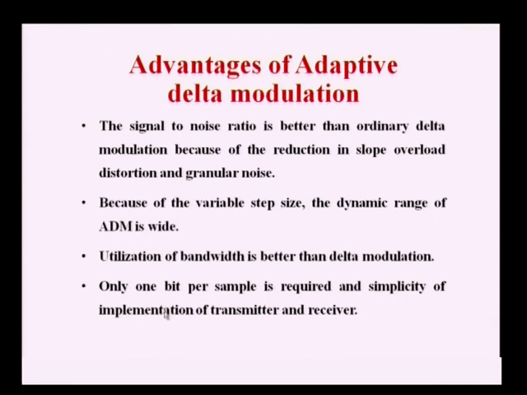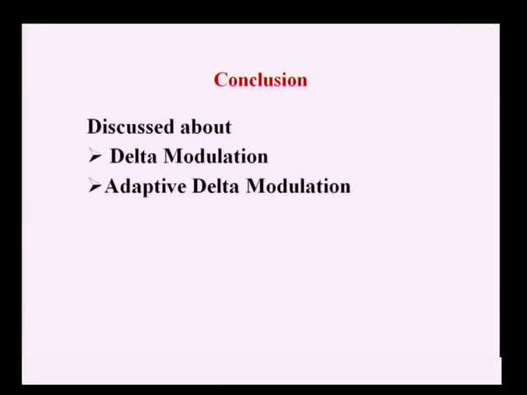Conclusion: in today's class we have discussed delta modulation, and why we go for delta modulation instead of PCM. Then we discussed delta sigma modulation, and the granular noise and slope overload noise, which are the main parameters that affect the performance of delta modulators. And then we discussed adaptive delta modulation.